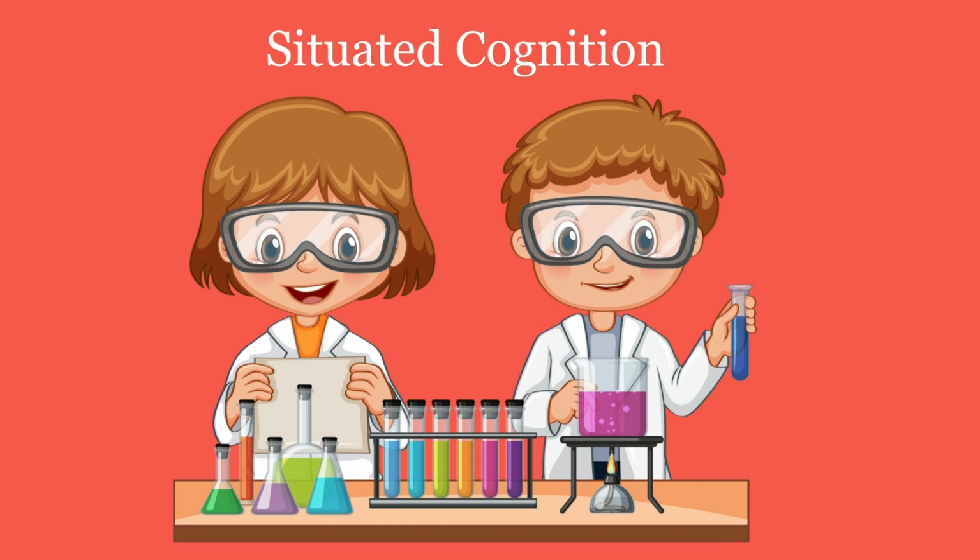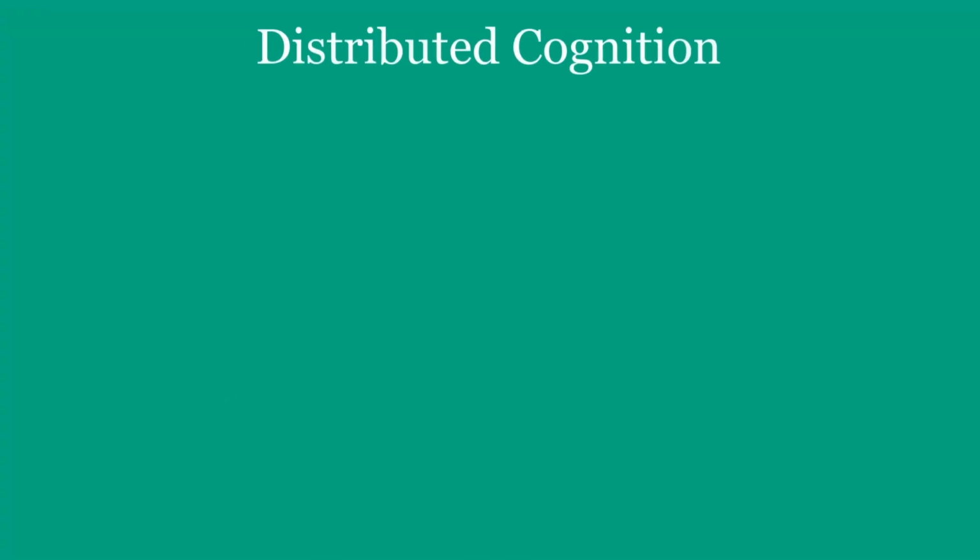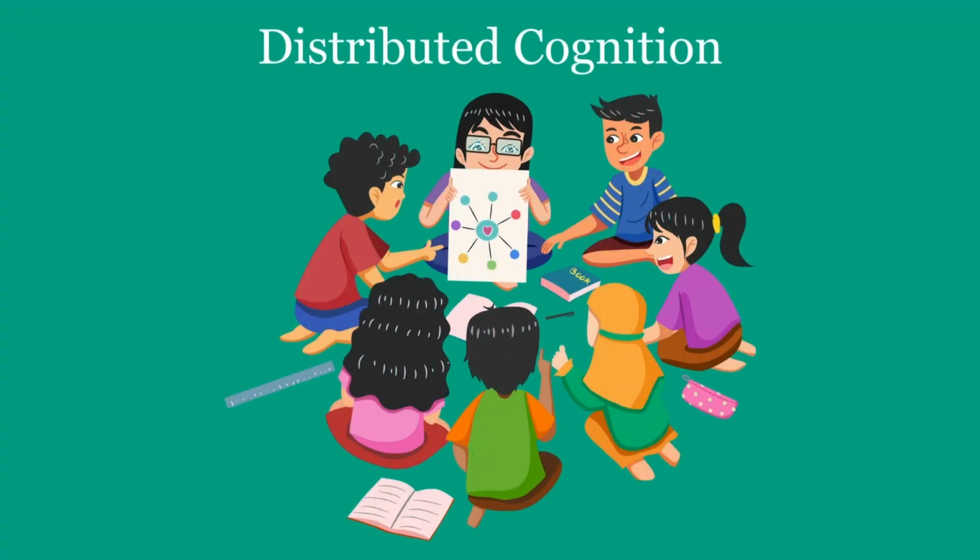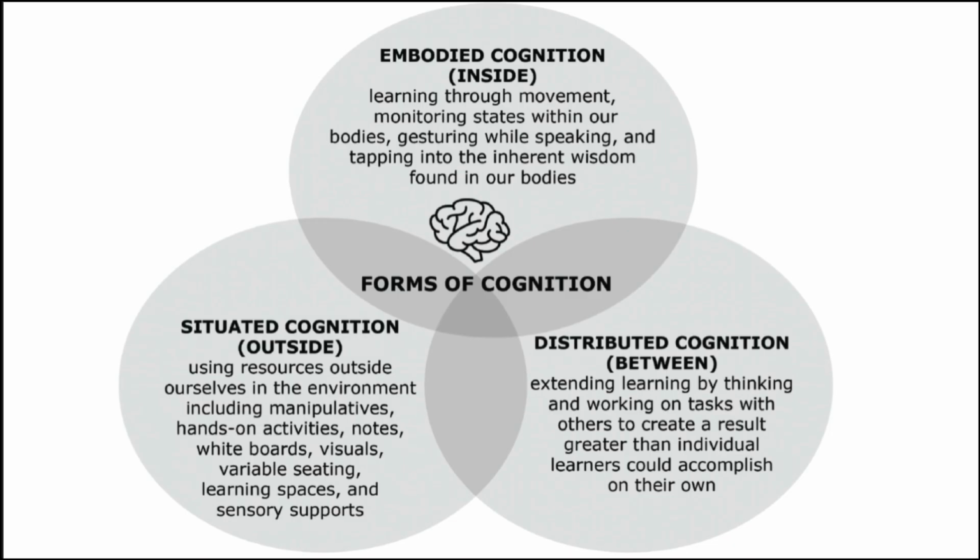Situated cognition extends learning into the environment where it can be manipulated and supported by tangible resources. Distributed cognition extends learning to those around us. We can share the learning load by working in collaborative groups. In this Venn diagram, an overview of the 3 forms of cognition are presented as an integrative whole. When all forms are used, learning becomes easier and sticks better.